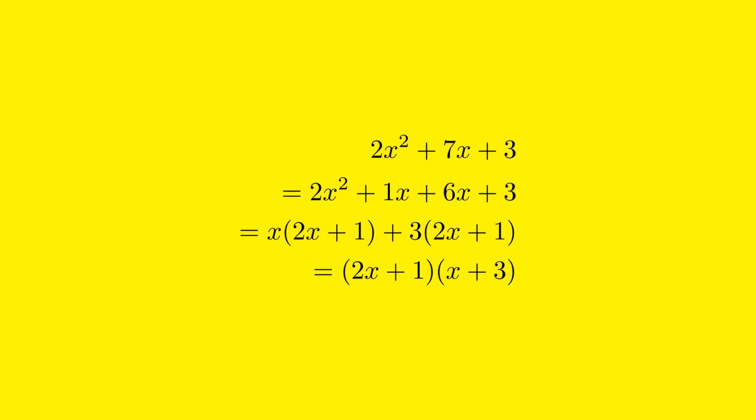The final factored form of the expression is thus the repeated binomial, which is 2x plus 1, times the sum of the factored out terms, which are x and 3. So the factored form of the given quadratic expression, 2x squared plus 7x plus 3, is (2x plus 1) times (x plus 3). Thus, the correct answer is D.